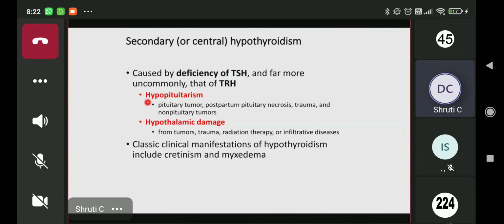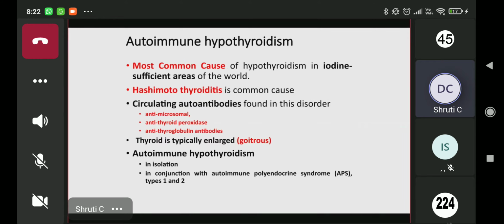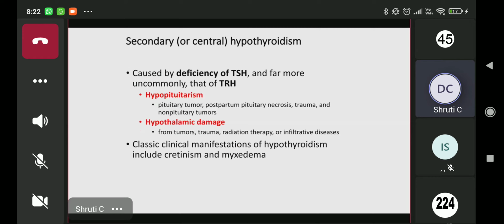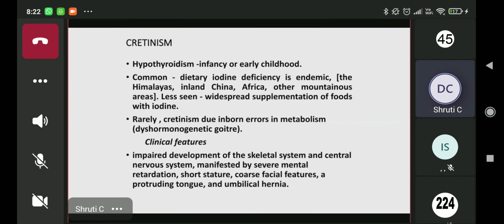Secondary hypothyroidism, either there is pituitary failure or there is hypothalamic failure. This can occur when there is a pituitary tumor or postpartum pituitary necrosis, some trauma, or hypothalamic damage can occur from tumors, again trauma, radiation therapy, or infiltrative diseases, and this can lead to secondary hypothyroidism. And the classical manifestations of hypothyroidism are cretinism and myxedema.